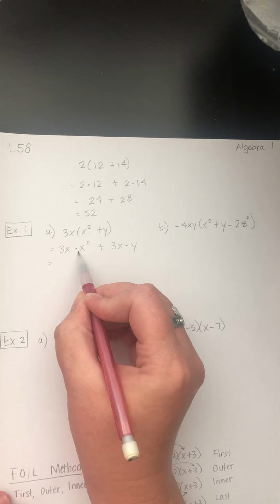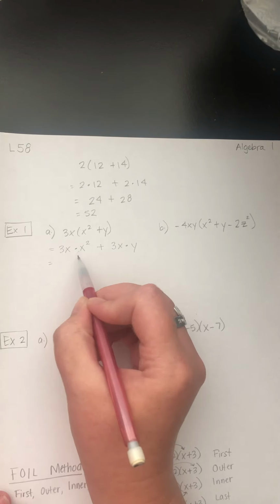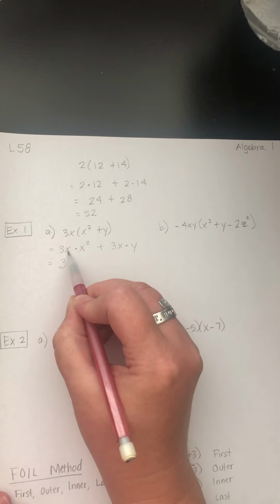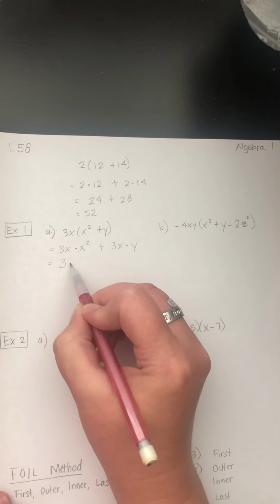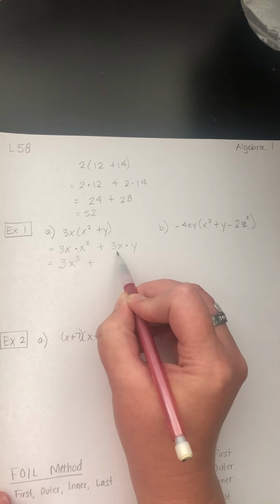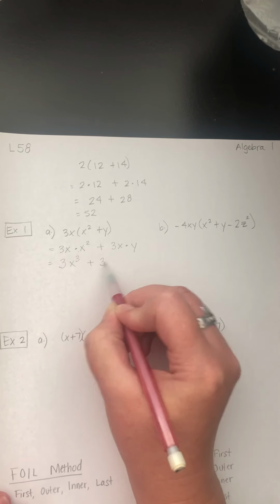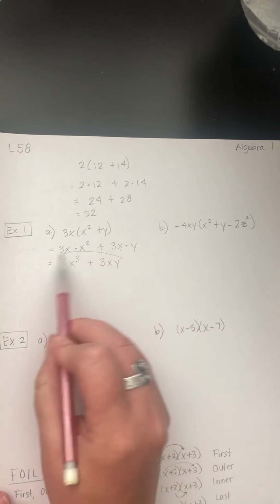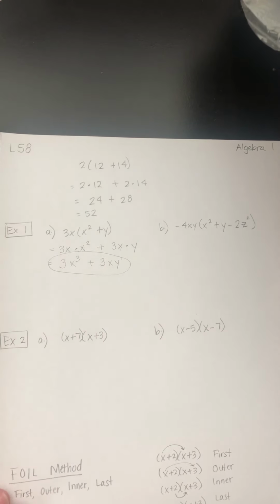The coefficient in front of the x is 1. You never write the 1 in front. So our coefficient is going to be 3, and x times x squared: we have 1x and 2 more x's, so we're going to have x cubed. Same thing here. Don't forget your plus sign. 3 times 1 is 3. X times y is xy. So this is our answer.